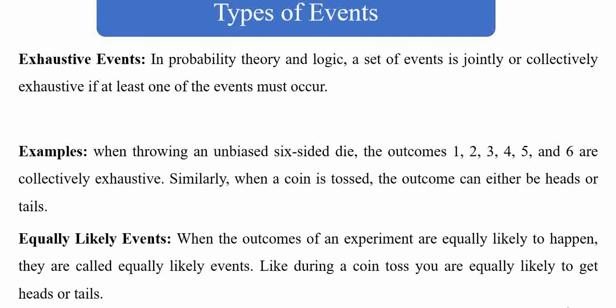Equally likely events. When the outcomes of an experiment are equally likely to happen, then they are called equally likely events. Like during a coin toss, you are equally likely to get heads and tails. So equally likely events are those when you are performing an experiment and the outcomes are equally likely to happen. And when you are tossing an unbiased coin, remember unbiased is important here, you can get head or tail equally likely. So these are called equally likely events.